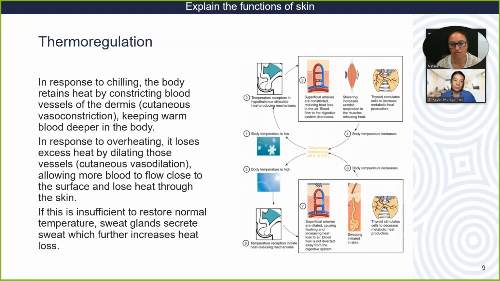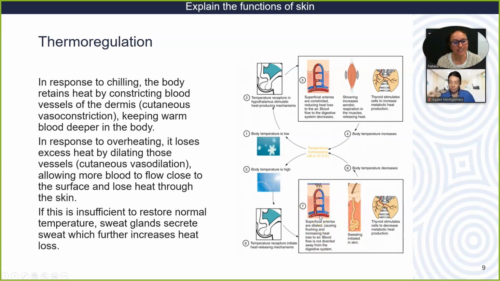Another really important function of the skin is to help us regulate our body temperature. This picture is a little bit complicated, but we can think of the skin as an internal system that makes sure our body temperature stays stable. How does this work? If you are overheating, say you've gone for a run and something's happened, you are overheating. I'll show you this picture here.